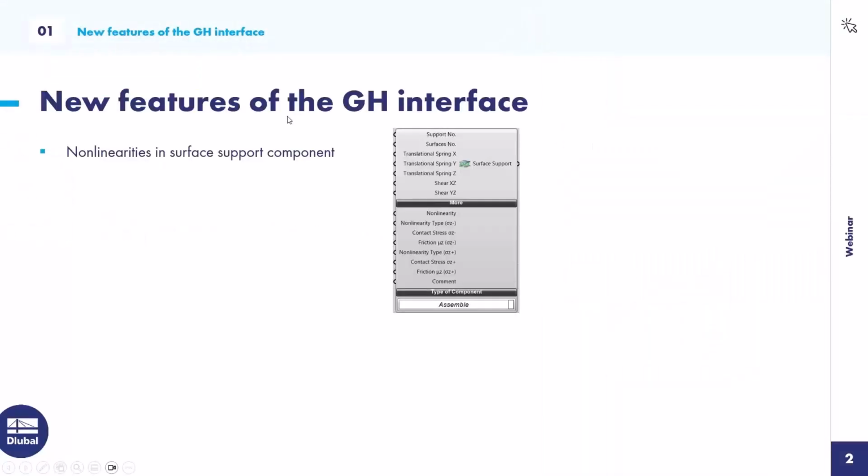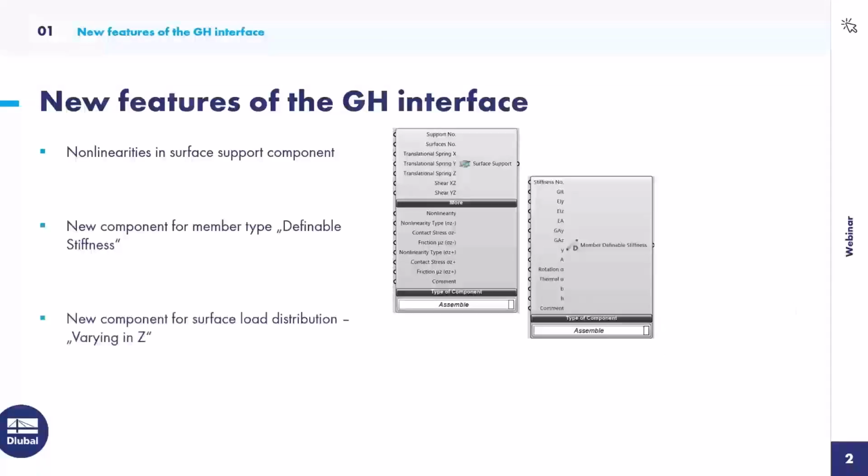The first new feature that we're going to release is the extension of the surface support component. We added here the options for non-linearities. The second new feature is a new component for the member type definable stiffness. So with that component, you can create via Grasshopper a member with your user-defined stiffness.